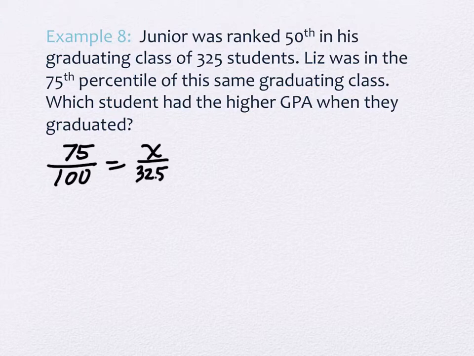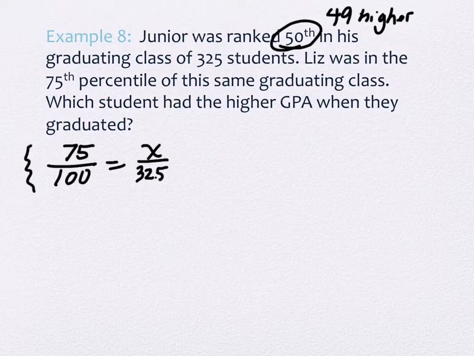Right, the fact that he's ranked 50th means that there are 49 people above him. There's 49 higher, and there's a lot of people lower. Will this calculation for Liz find how many people are higher than Liz or how many people are lower than Liz? It'll find how many people are lower than Liz, which is totally fine. You just need to be aware of the answer coming out of it, of what it's actually giving you.